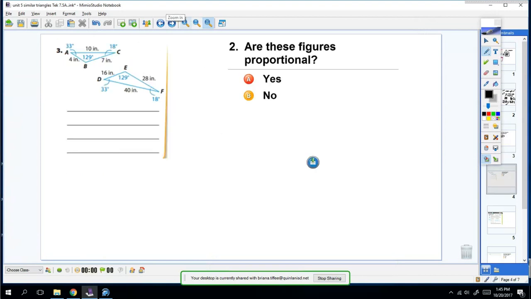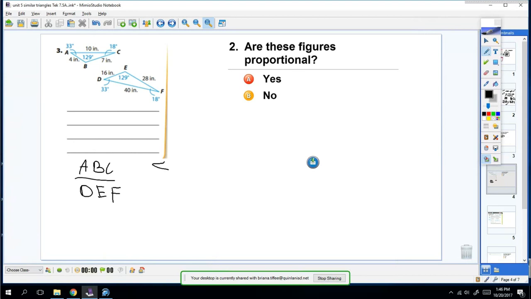All right, let's try another one. Are these figures proportional? Okay, so we've got to figure it out. Our triangles have been rotated. So again, that's the reason why you say triangle ABC is similar to DEF. That way you can line up your letters to the corresponding sides.